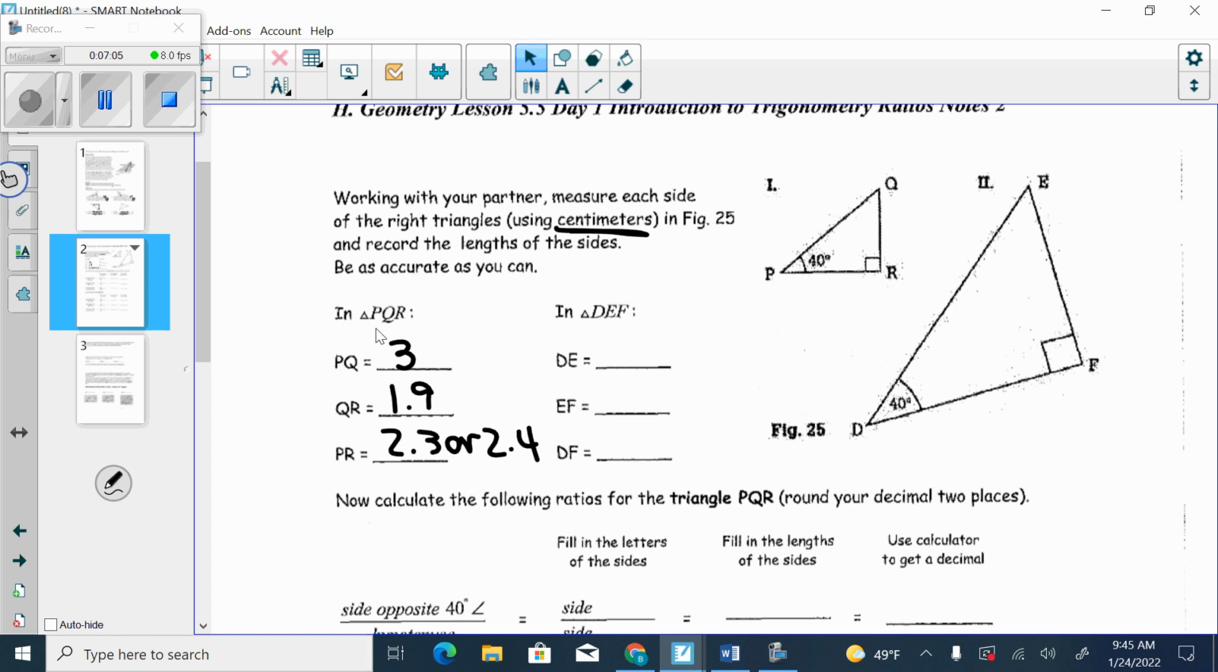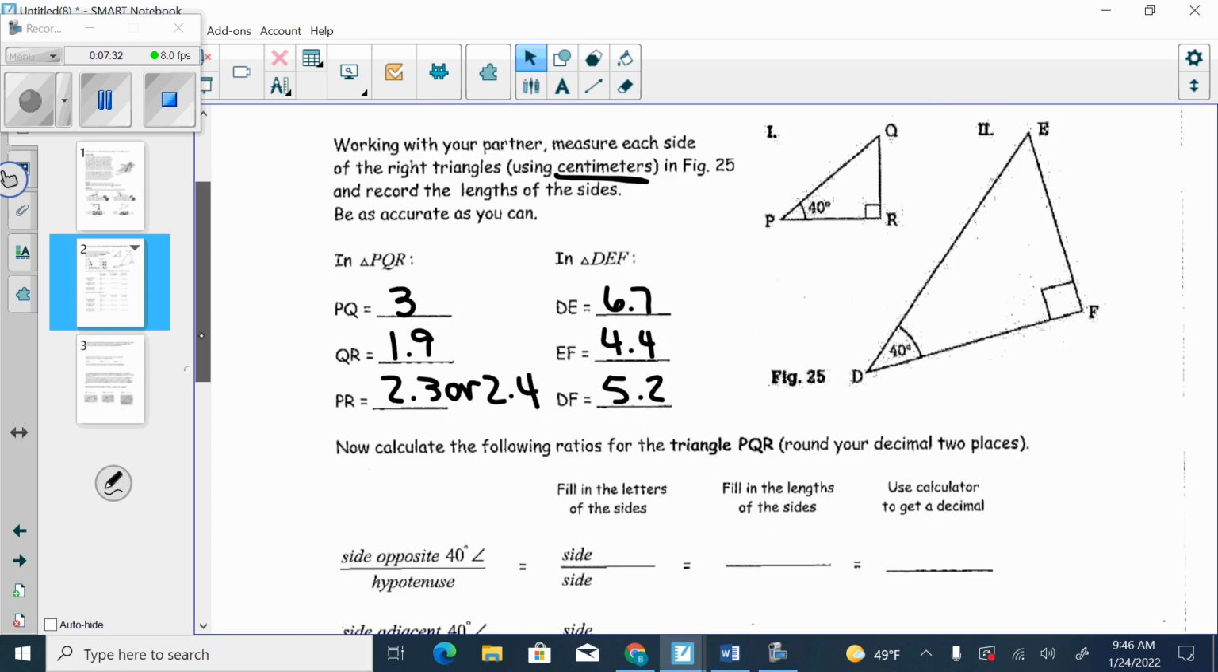All right. What about side DE? 6.7. Okay. What about EF? 4.4. Again, within a decimal point or two, either direction, and then DF? 5.2. Okay. All right.